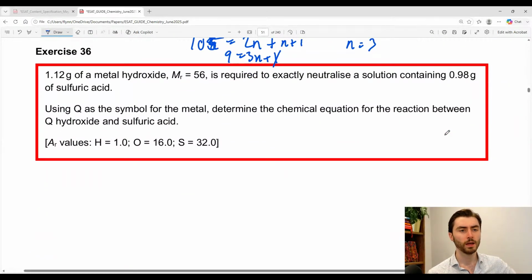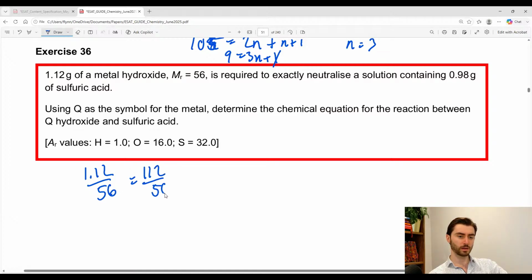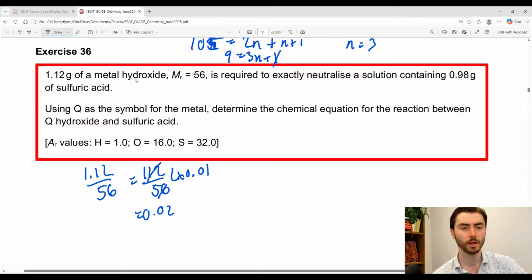Here, 1.2 grams of a metal hydroxide. You really do start to spot them, don't you? Because that is just that times. So it's a 1. And that is just 2. So it's 0.02 moles is required to exactly neutralize a solution containing that much sulfuric acid.